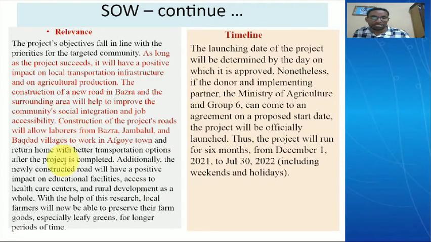So let us jump into relevance. This project is very relevant and accurate to this community, Basra. The project's objectives fall in line with the priorities of the targeted community. As long as the project succeeds, it will have a positive impact on local transportation infrastructure and on agricultural production. The construction of a new road in Basra and the surrounding area will help to improve community social integration and job accessibility, and all of those things you can read here.